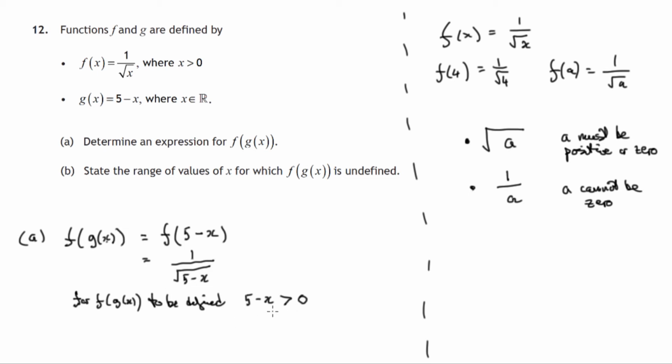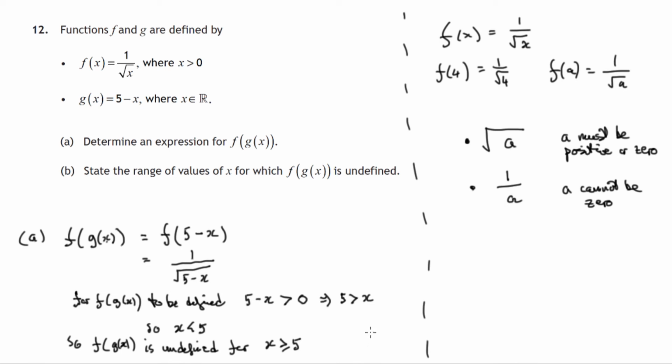So for it to be defined, 5 minus x is greater than 0, which would imply, let's add x to both sides, 5 would be greater than x, or written in the normal way, x would be less than 5. Read it backwards: 5 is greater than x, so x is less than 5. So state the range of values of x for which f of g of x is undefined. That's when it won't work for x greater than or equal to 5.